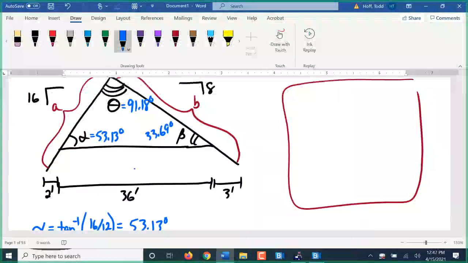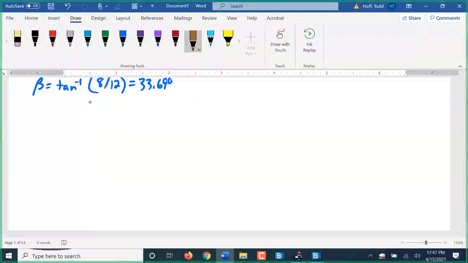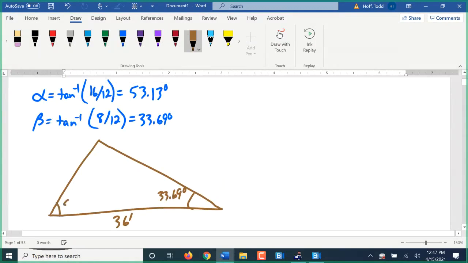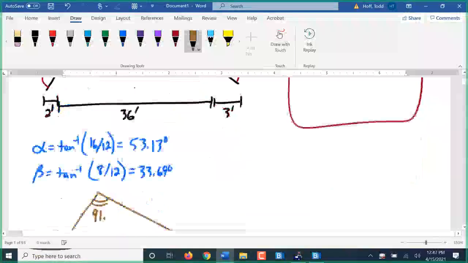How does that help us find those lengths A and B? Well, we have to actually ignore the overhangs for a minute and look at a problem related to this, like this. So we still know this is 36 feet here. This angle is 33.69 degrees. This angle is 53.13 degrees. And of course, the angle up here was 91.18 degrees.